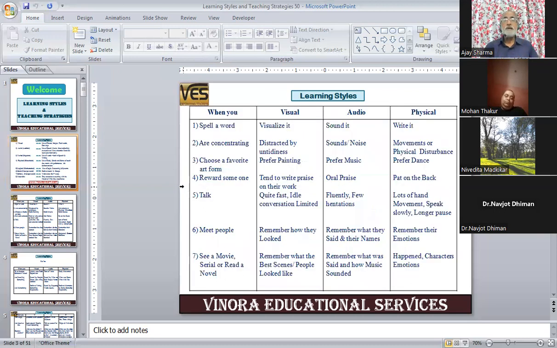Let us see. First one, you see, when we spell a word, I will not do all the examples. I will be just giving you a few of them, picking up.